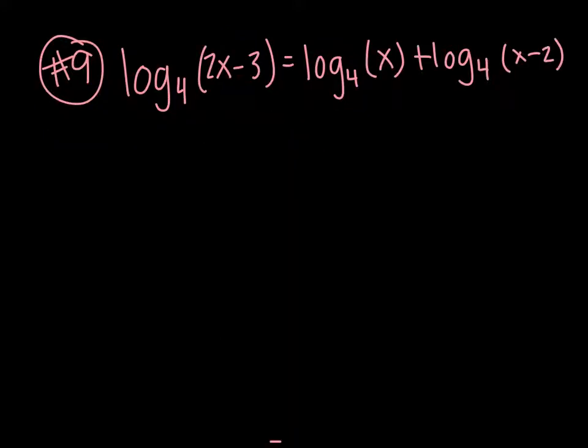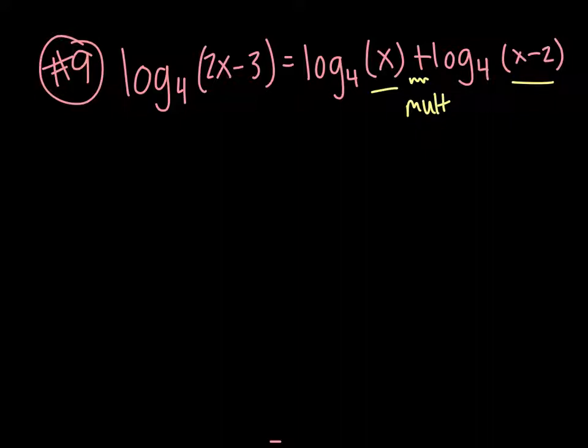Now for number 9, we're actually going to have to use our properties for condensing and expanding, because if you look at this example, there are 2 logs on the right and 1 log on the left. So we can't just say, oh, they're all log base 4, cancel, cancel, cancel. It doesn't work that way. We need to condense the right side to make it 1 log, then we can cancel them out. So remember your properties. When we have addition, the 2 arguments are going to multiply together.